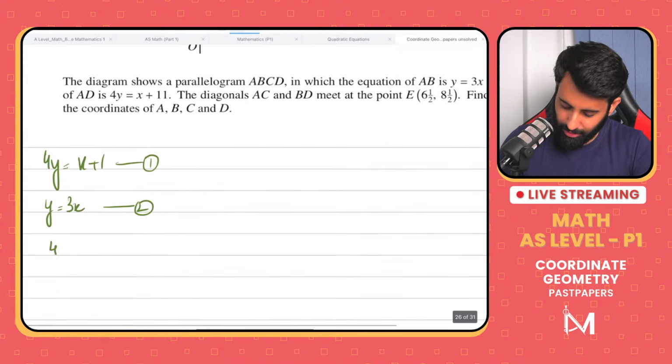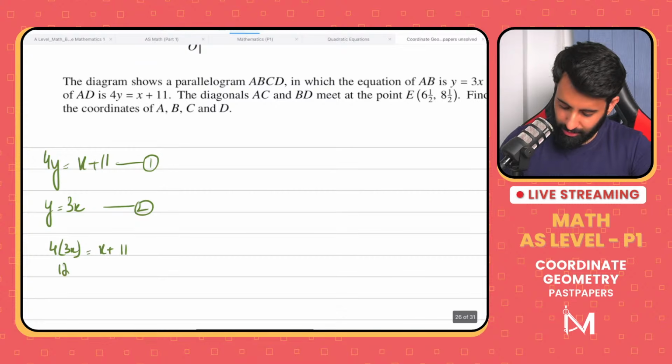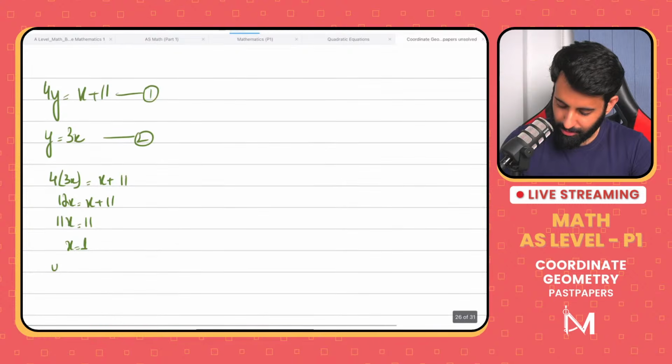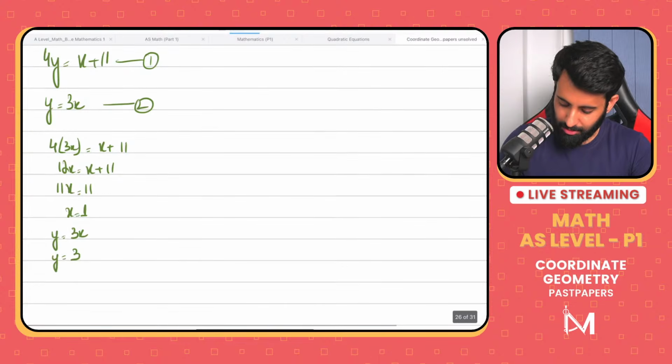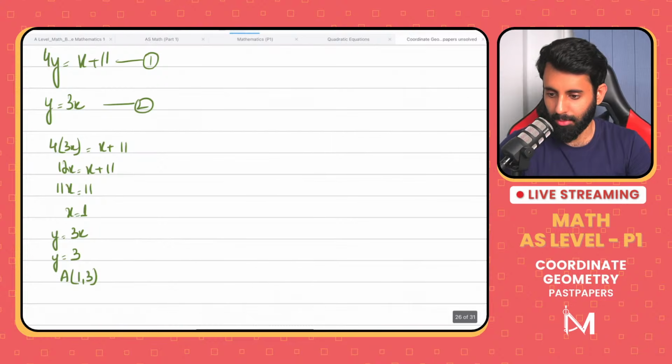Okay, so 4 into 3x equals x plus 11. Now we have 12x equals x plus 11. So 11x equals 11, which means x is equal to 1. And now that you have the value of x, you can find out the value of y using y equals 3x, which means y is equal to 3. And straight away, you have the coordinates of A, and they are 1 comma 3. Okay? Now, let's see what we can do next.